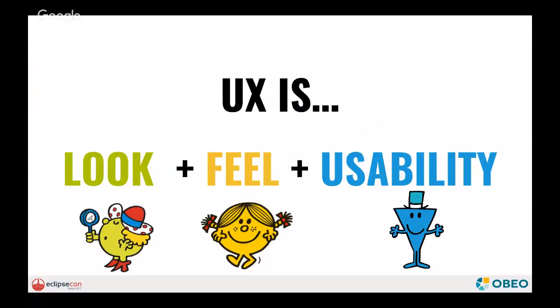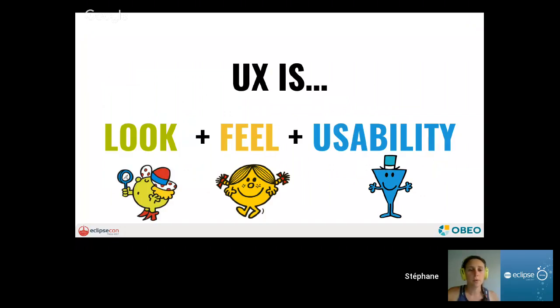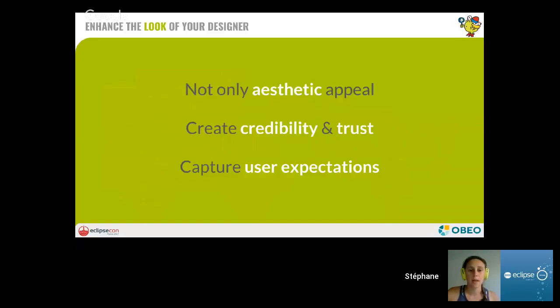To improve the UX of your graphical designer, you have to work on 3 different levels. First, the look of your designer. Second, the way the users feel when they interact with it. And last, one of the most important parts, its usability. The look of a product is not only the aesthetic appeal, but also how it creates credibility and trust with users and captures the spirit of what the users expect.